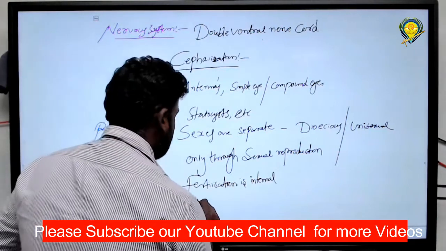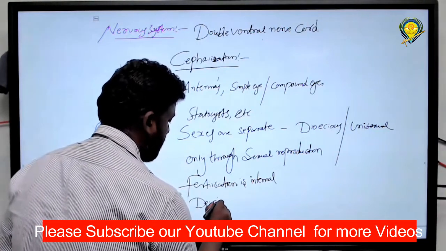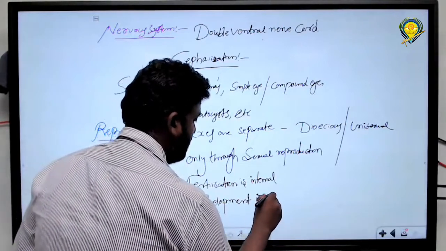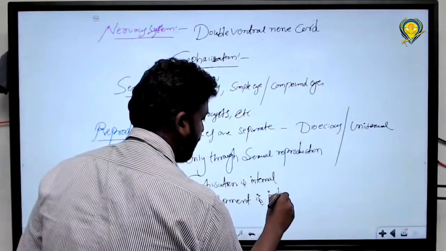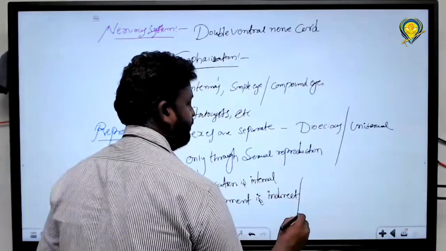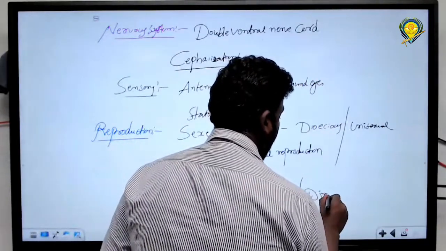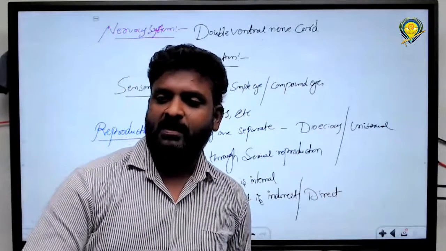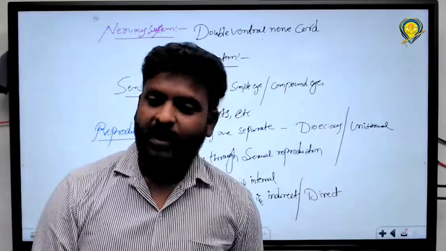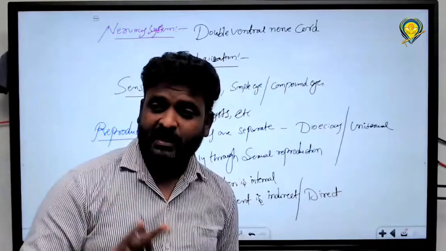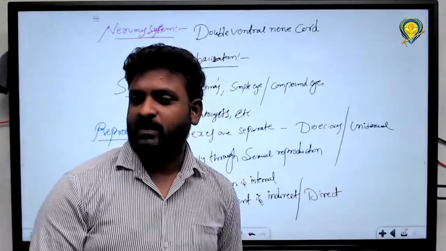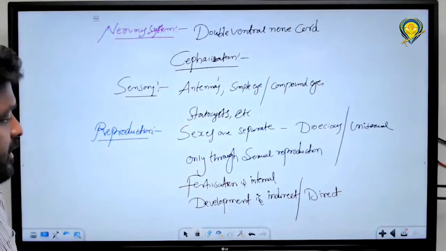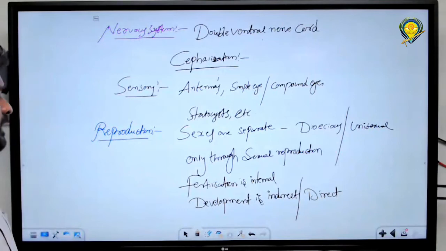The next one, development. Like in cockroach, young ones resemble the parent. It's a nymph, but as parent. There is no larval stages in that. Got it? That's it. So what, indirect and direct development, right? Next one.